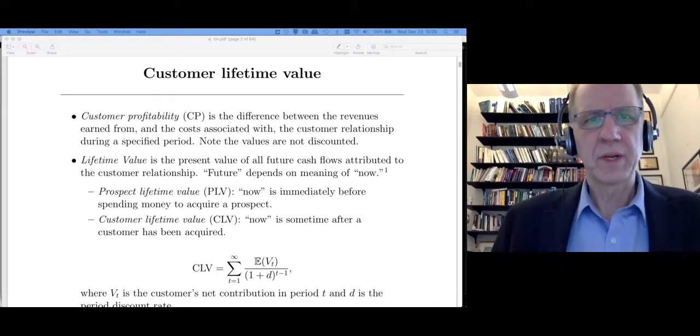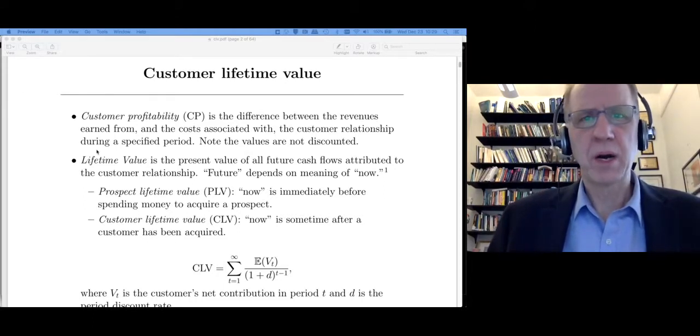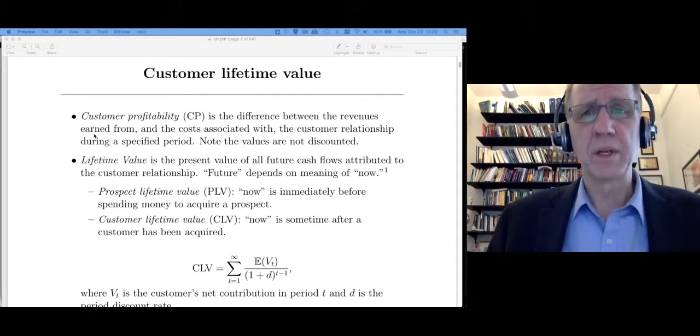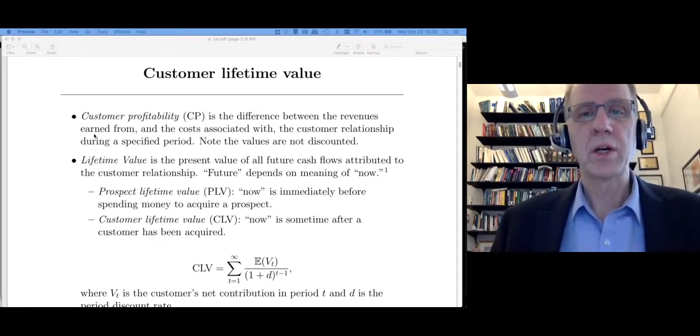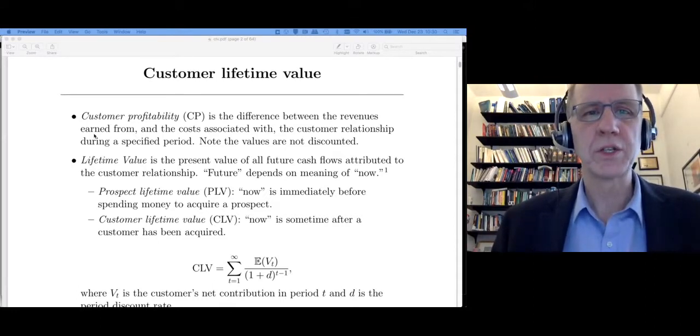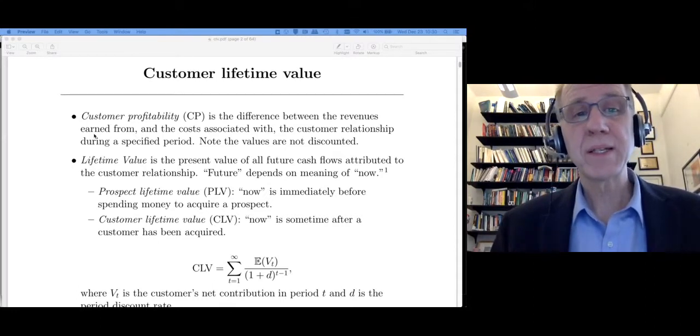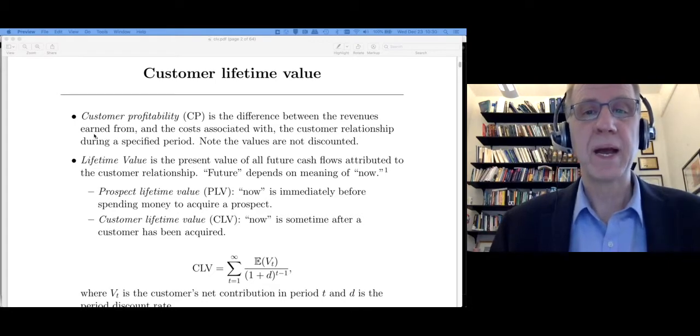So the first concept that I want to define is customer profitability. Customer profitability is simply the difference between the revenues earned and the costs associated with the customer relationship during some specified period in the past.